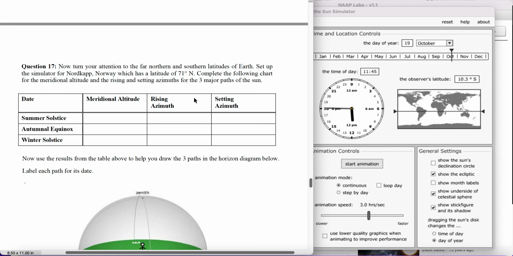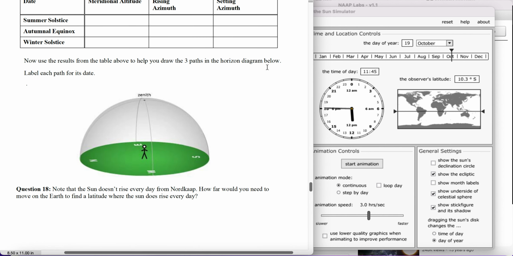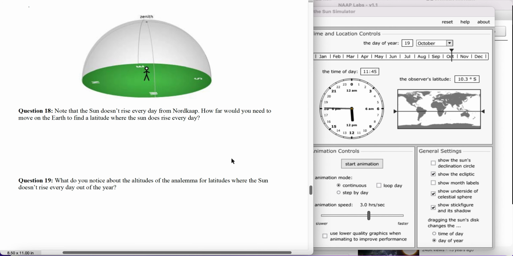So question 17, now turning your attention to the far northern and southern latitudes, set up the simulator for Nordkapp, maybe. I shouldn't have tried to pronounce that one either. Norway, which has a latitude of 71 degrees north, is certainly one of the most extreme latitudes we've seen so far. By far, actually. Complete the following chart for the meridional altitude and the rising and setting azimuths. So this is going to be very much like one of those earlier questions, and you're going to actually trace the paths here. Then note that the sun doesn't rise every day from this location.